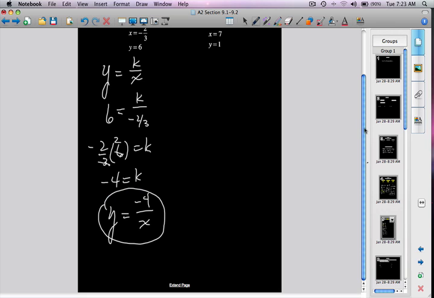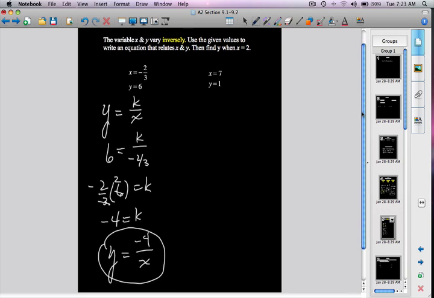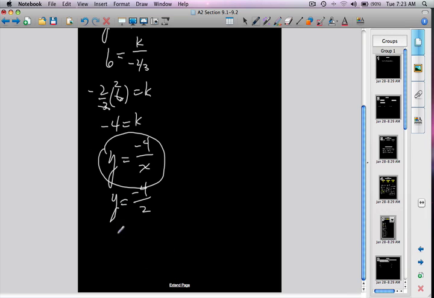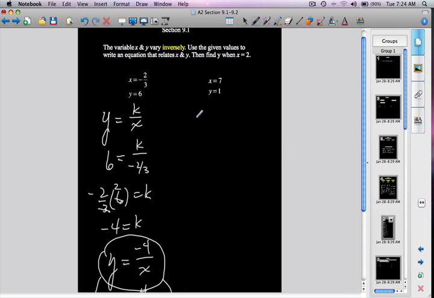The next thing it asks me to do is then find y when x is equal to 2. So I'm going to take that value of x, and I'm going to plug it into my model. This is nothing more now than doing an input-output table, basically. So when x was equal to 2, y was equal to negative 2. So these two answers comprise the solution to this type of problem. Let's do that one more time.